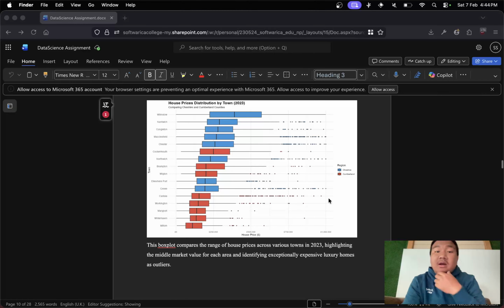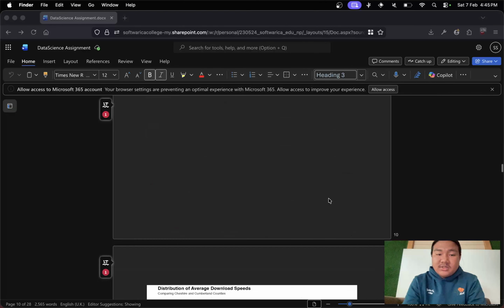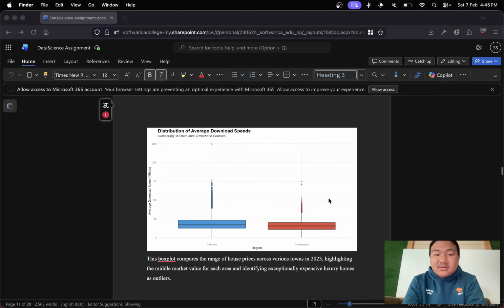And this one is the house price distribution by town for 2023. This box plot compares the range of house prices across various towns in 2023, highlighting the middle market value for each area and identifying exceptionally expensive luxury homes as outliers.